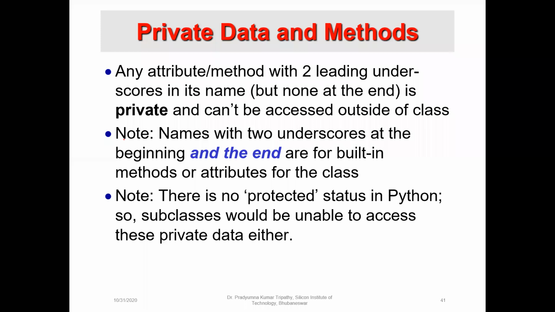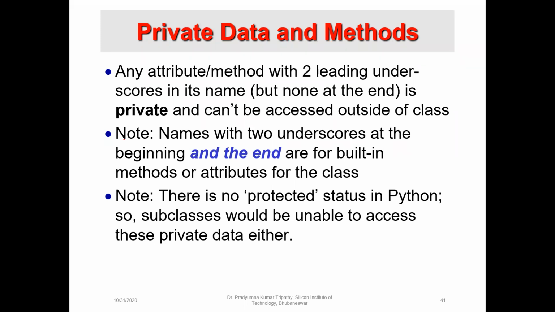But in Python, it is not private by default. Actually, it has given flexibility to the user, so by default it has kept it public. But if you want to make it private, you have to define it separately. Any attribute or method with two leading underscores in its name is private, and it cannot be accessed outside of the class. Private data members or methods cannot be accessed outside of the class, even by using its own objects.